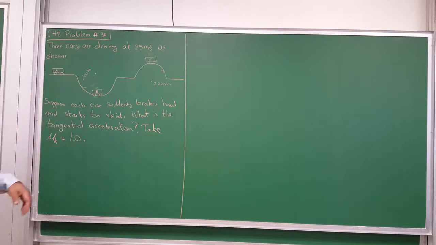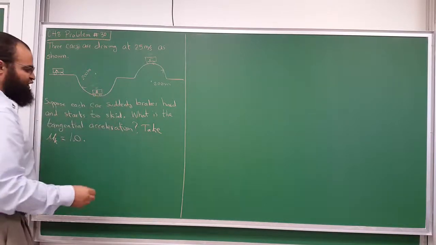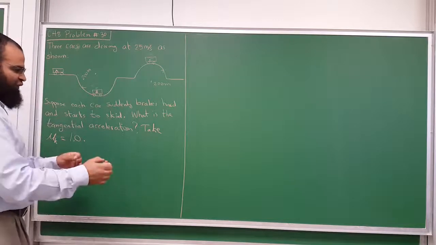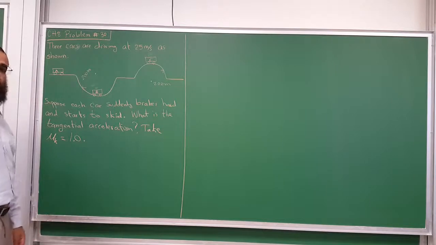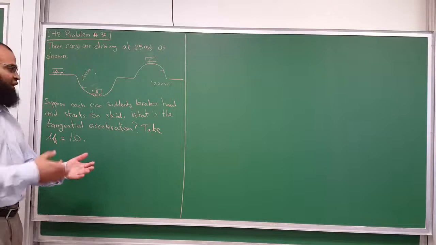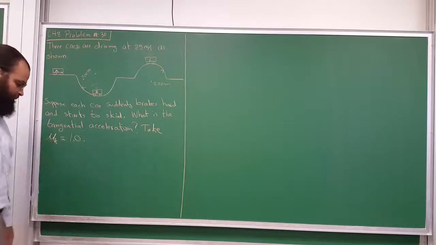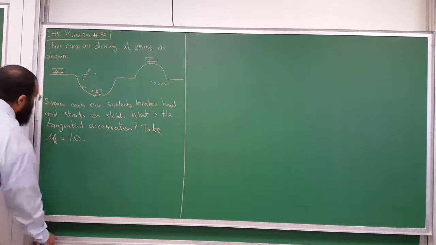Now suddenly, suppose all cars hit the brakes so hard that the brakes lock and the cars start to skid. When they start to skid, the brakes are locked, so it's kinetic friction, because there is relative motion between two surfaces, namely the ground and the tires. They say take the coefficient of kinetic friction to be 1, and then they ask what's the tangential acceleration for each. Well, let's look at car A first.